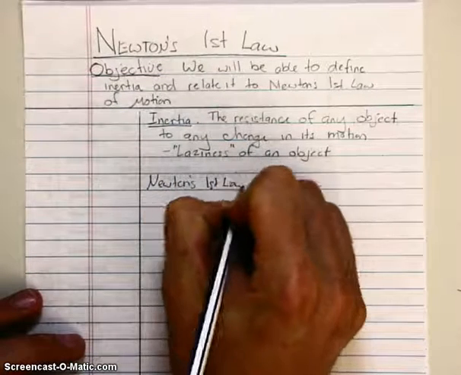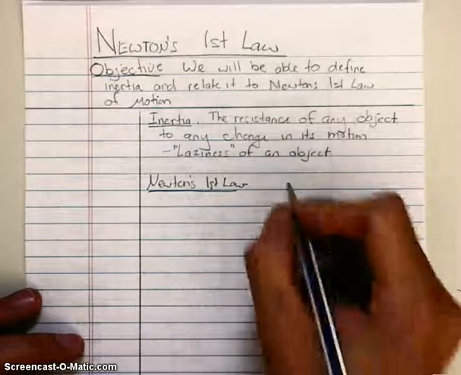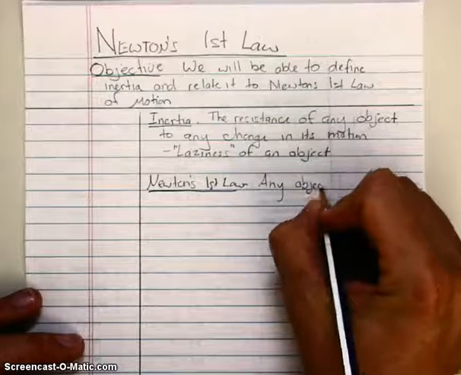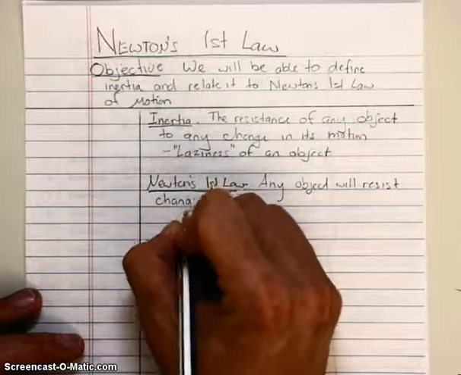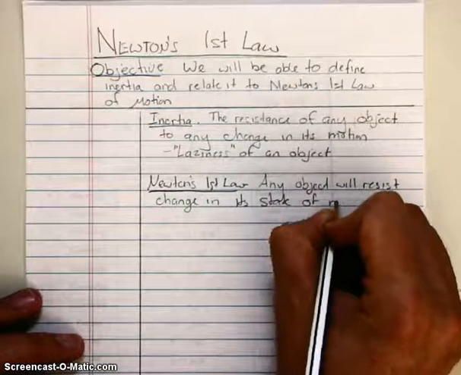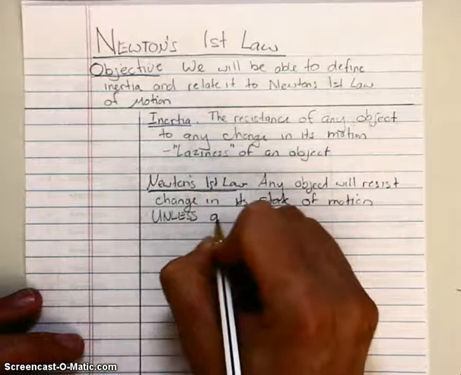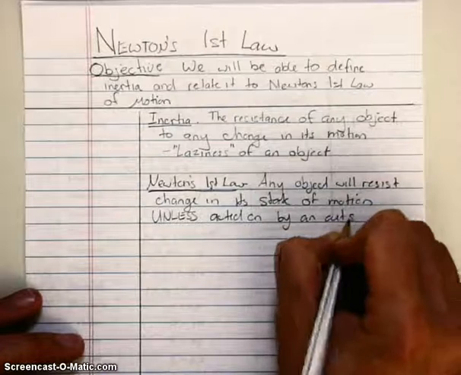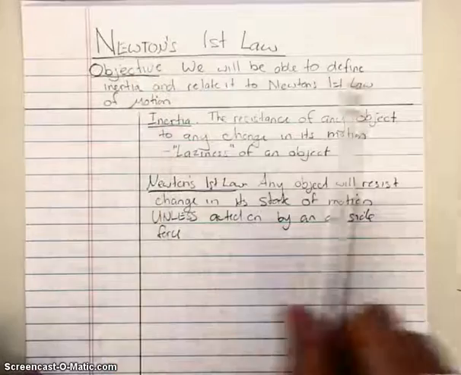Newton's first law basically redefines inertia, but it does add one important piece. So Newton's first law: any object will resist change in its state of motion, and here's the big one, unless acted on by an outside force.